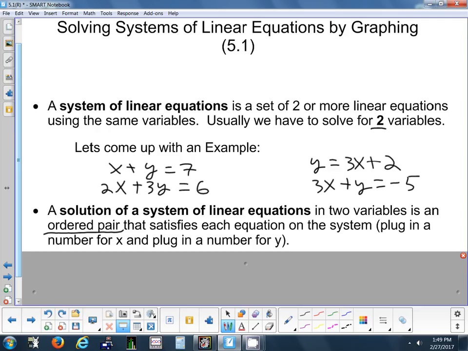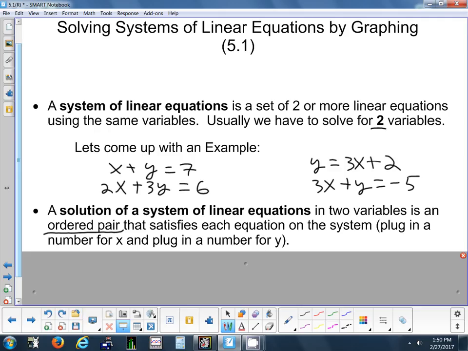The way we're going to find it is we're going to draw 2 lines. They're going to cross each other. Mr. Roy and I are going to make it so they cross at a nice point. They're not going to cross at something like 2.7, comma 9.6. They're going to cross at nice, whole numbers, because if they cross at decimals, you really can't tell that by graphing by hand. So a solution of a system of equations in two variables is an ordered pair, or a coordinate, that satisfies each equation.